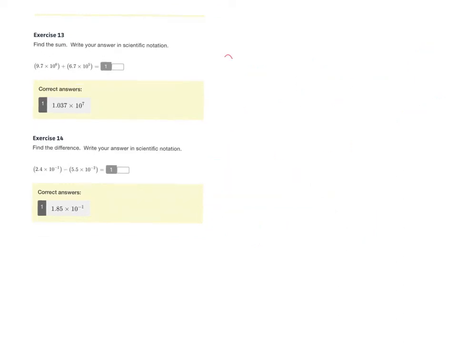All right, 9.7 times 10 to the 6th plus 6.7 times 10 to the 5th. All right, now if we look, our base of 10 to the 6th and our base of 10 to the 5th, we need to have these the same in order to add or subtract. So I'm going to take this one and bump it up 1. So to bump that up 1, I have to make this 1 smaller. So I'm going to move that decimal point over 1, make this 1 smaller, make that 1 bigger.